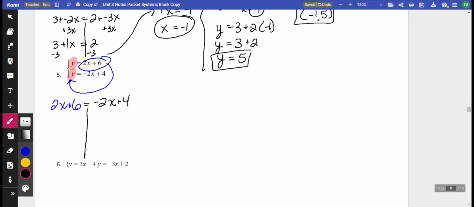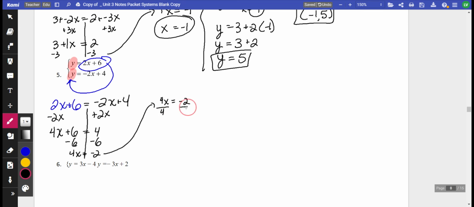All right, now I'm going to solve it like normal. I'm going to add 2x to both sides. That leaves me with 4x plus 6 equals 4. Subtracting 6 from both sides, I get 4x equals negative 2. I'm going to bring that up over here to make sure I have enough room. So 4x equals negative 2. I'm going to divide both sides by 4. X equals negative 1/2.